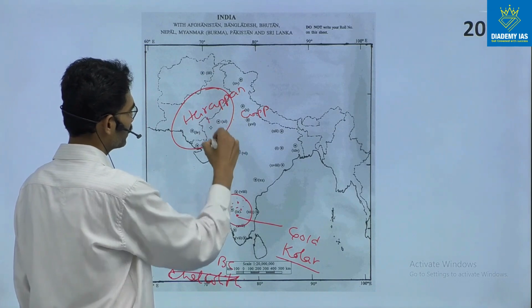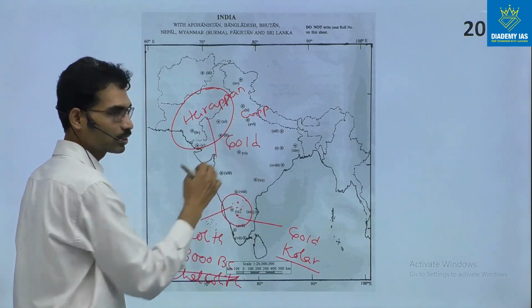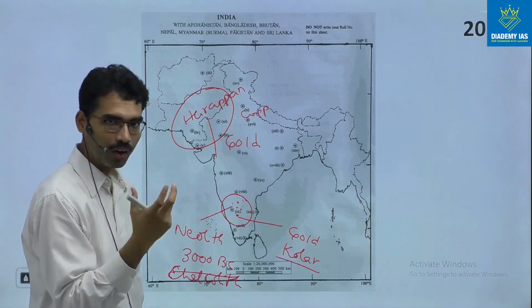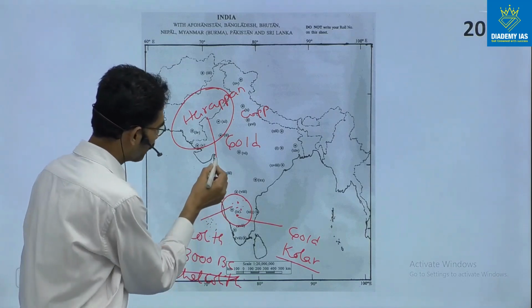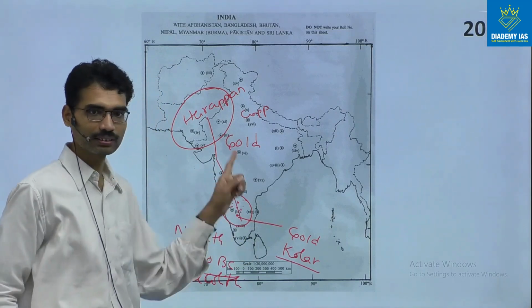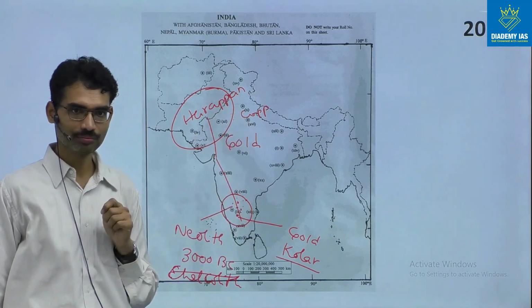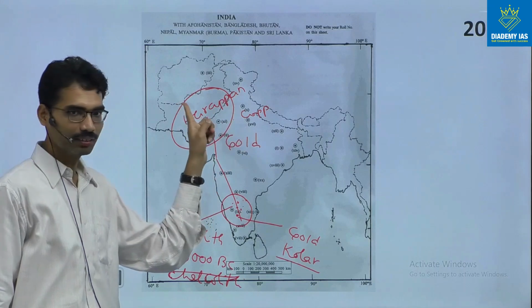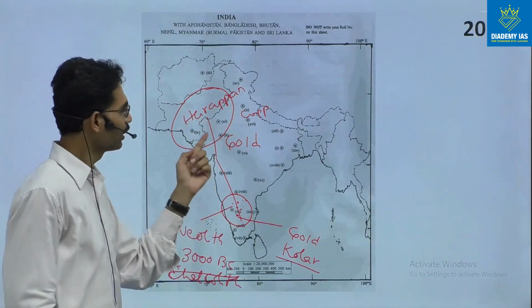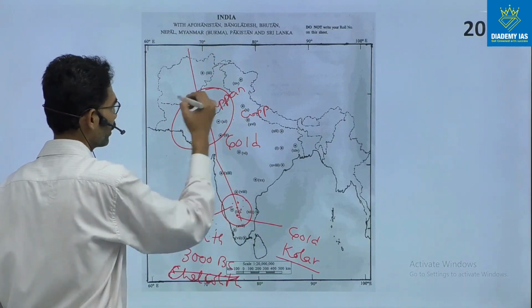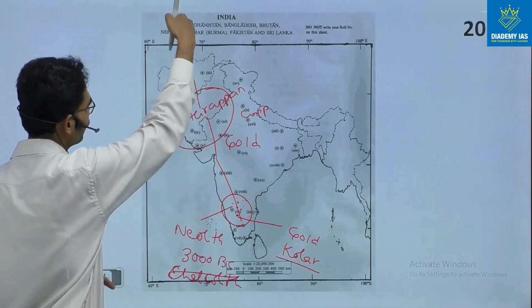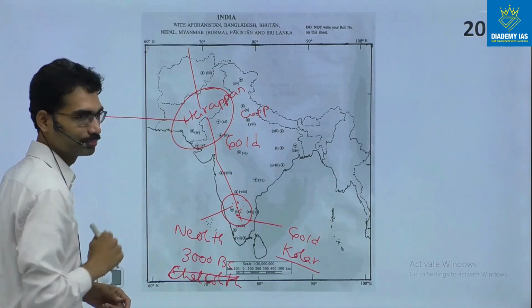Probably Harappans, they know gold. They know gold also, silver also, copper also. How did they get the gold? Probably from Kolar region, they might have imported. Copper from this area, gold from this area. They had trade relations from Central Asia and West Asia.